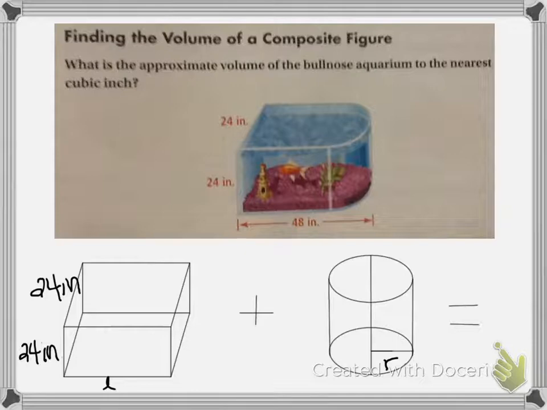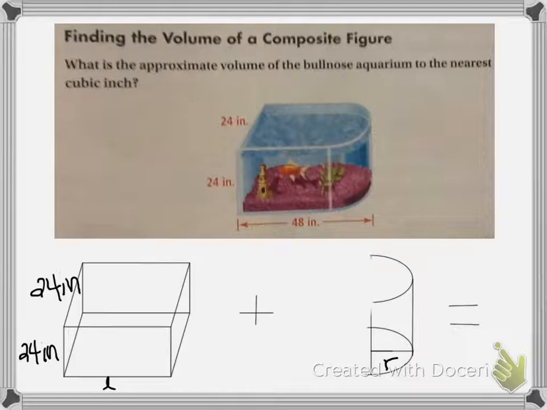Well, this aquarium, it's partially a rectangular prism, but then the very end of it is circular. It looks like a cylinder, but it's not quite, because it's actually only half of a cylinder. So we'd still have to use the formula for a cylinder, but we'd have to cut it in half so that we're only left with the part that we want to add together.